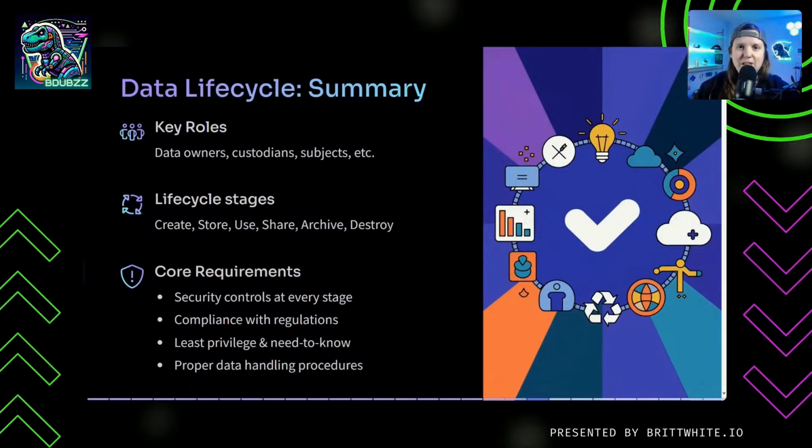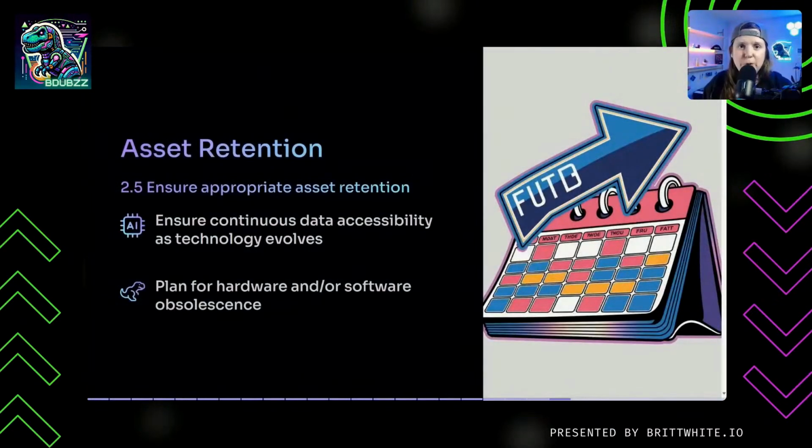Finally, let's talk about Objective 2.5, ensure appropriate asset retention. While this might not sound exciting at first, it's actually crucial for any organization. Think about it like this. As technology evolves, we need to make sure we can still open and use our important files and data, even when the hardware and software we originally used becomes outdated. It's like having a plan to protect your memories for years to come. It's about making sure you can still access your data, even as your hardware and software become obsolete. This is essentially planning for the future here.